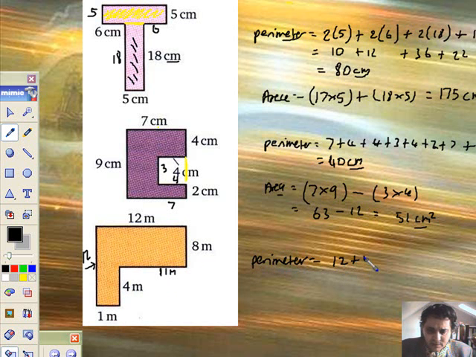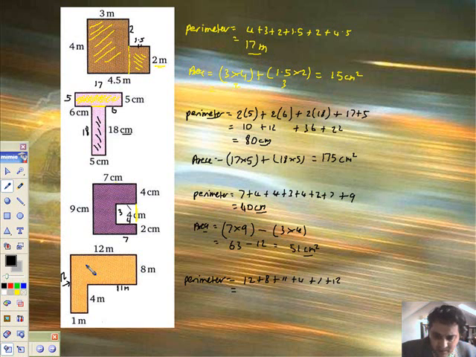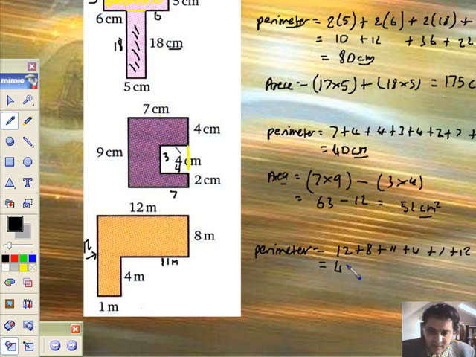12 plus 8, just write them down. Going clockwise, 12 plus 8 plus 11 plus 4 plus the 1 plus the 12. I'm now back home, aren't I? Yep, 12. I've gone back to the other 12. So what have I got then? So that's going to be 20 plus 15 plus 13. That's adding up in little pairs. I've got 48 metres around that arrangement there.